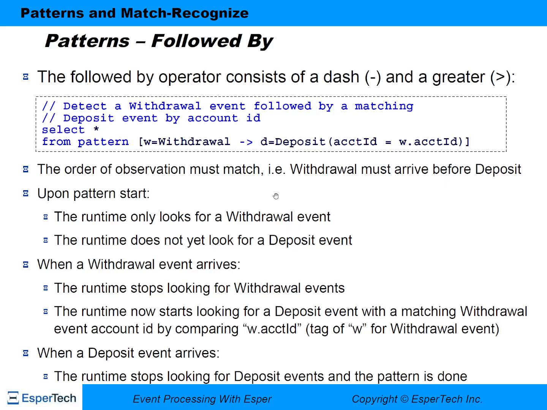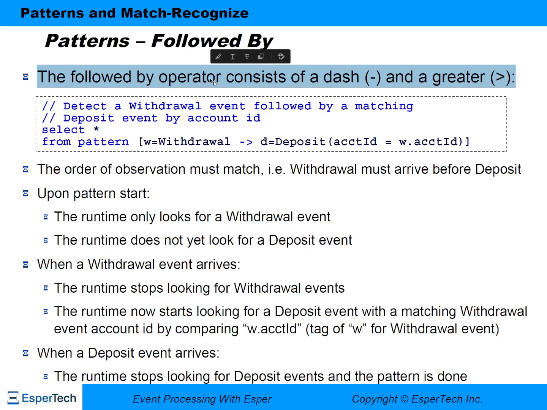The followed by operator is often used when an event or a time interval follows another event or time interval. The followed by operator looks like an arrow. It consists of a dash character and a greater character.